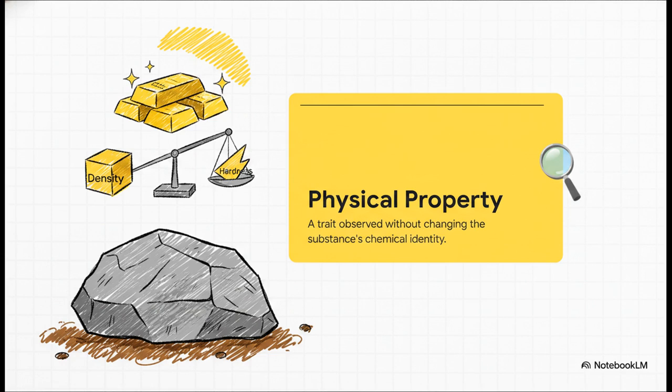Like if you pick up a rock to feel how heavy it is, or if you look at a piece of gold to see that shiny yellow color, you're observing physical properties. You can measure its hardness, you can check its density, but at the end of the day, that rock is still a rock, and that gold is absolutely still gold. You haven't destroyed its core identity just to learn about it.